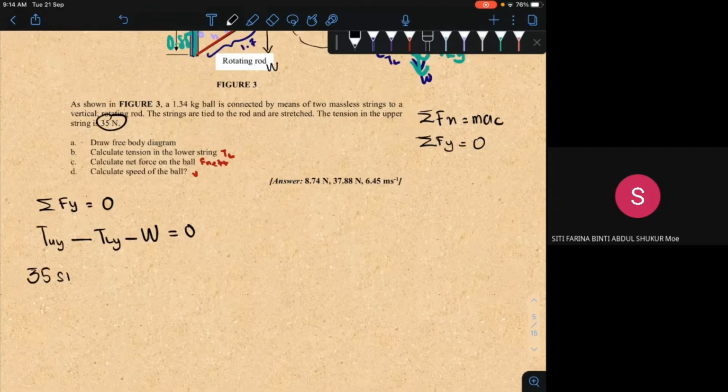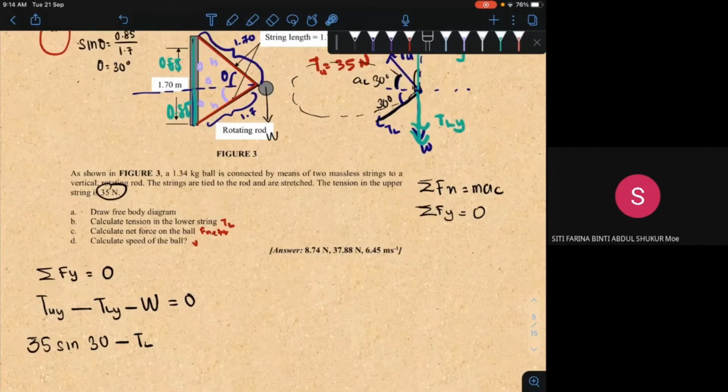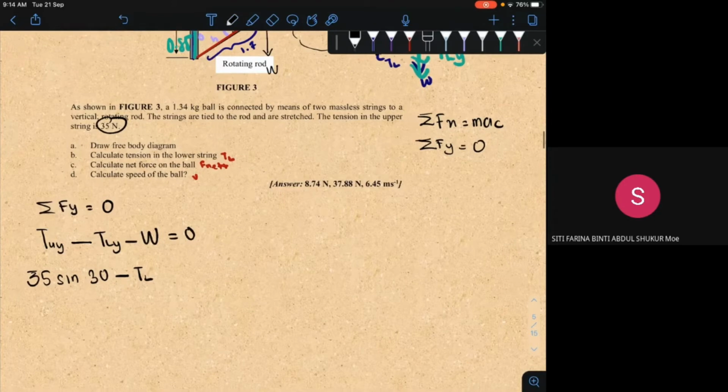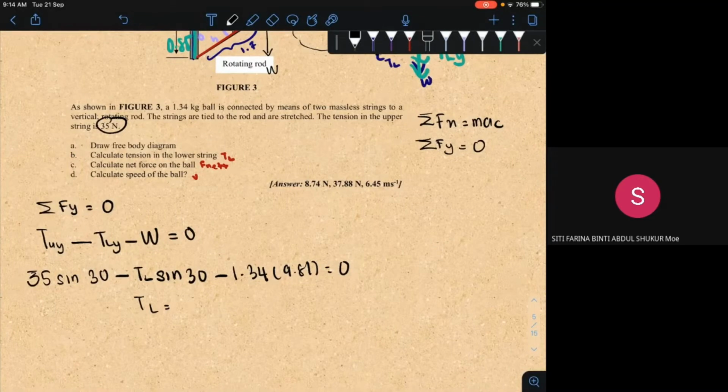sin 30 minus T lower, which we do not know, so we leave it as TL along Y component, its theta touches the X axis, so it will take sin here, sin 30 also, minus mg, W is mg, 1.34 is the weight of the ball with 9.81, is equals to 0 here. So as you can see, all values have been substituted except TL. So you can quickly press your calculator and get the value for your tension along Y. Did you get the answer given here, 8.74?